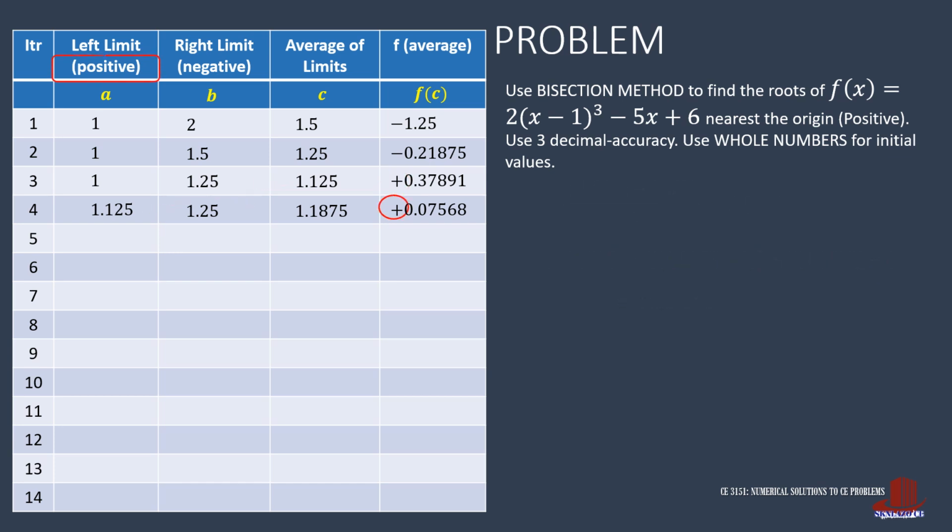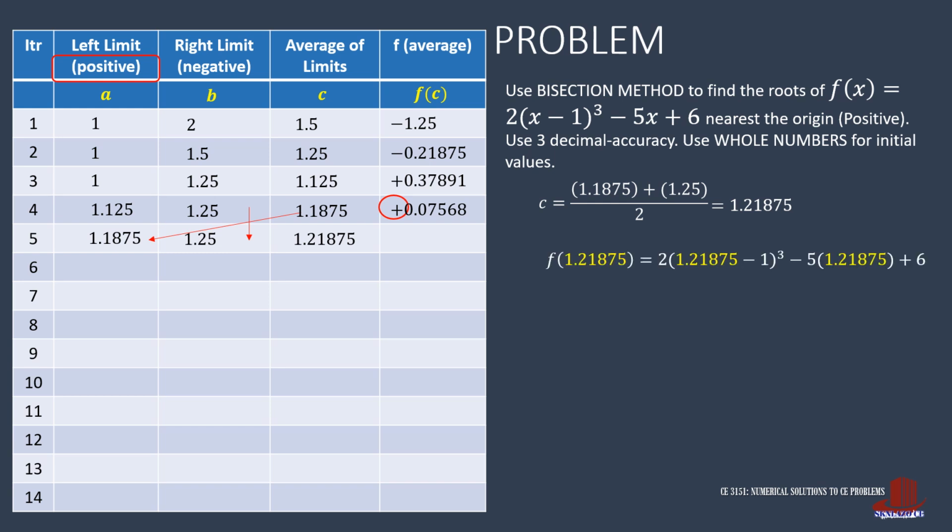Knowing that f of c is positive, this indicates that c replaces a, and b has the same value. Again, complete the table by solving for the midpoint, and that is half of 1.1875 plus 1.25, giving 1.21875. Then use this to solve the function, which turns out as negative 0.07281.